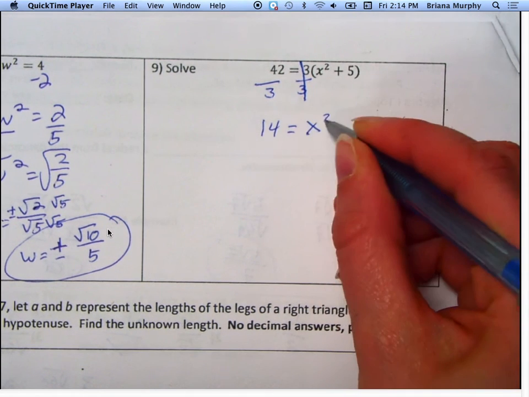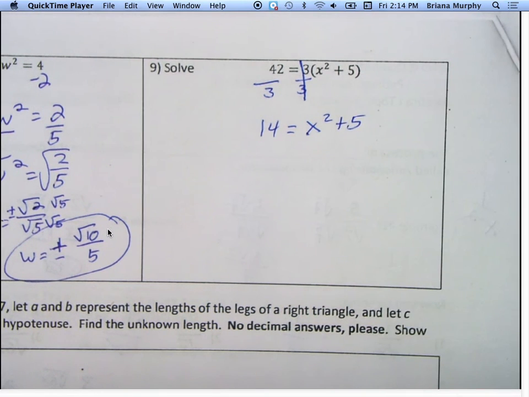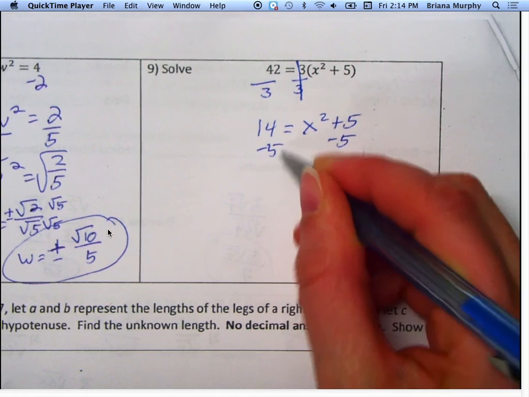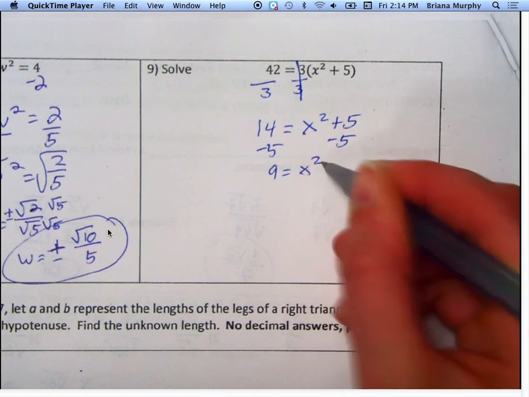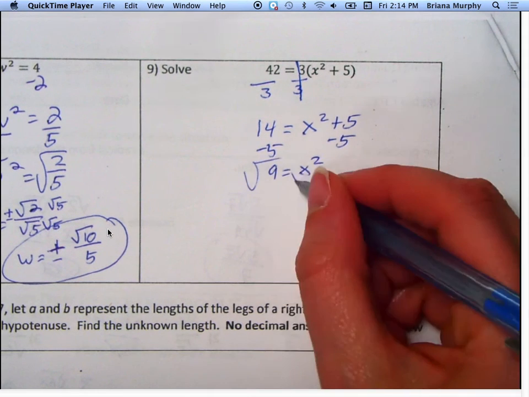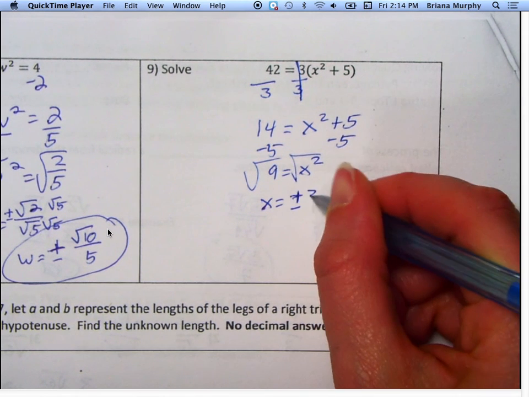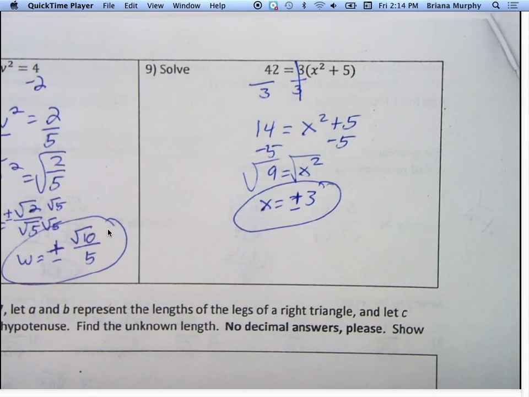14 equals x squared plus 5. Now what do I do? Minus 5. Okay. So 9 equals x squared. So now what do I do? X equals plus or minus 3. Or you could just put 3 and negative 3. You can. It's just so much easier. Fine. Trying to get you to write the least.